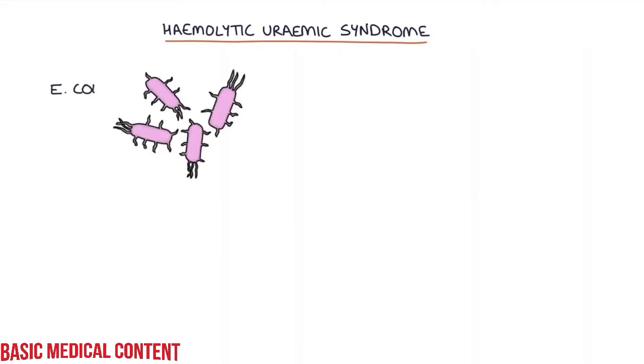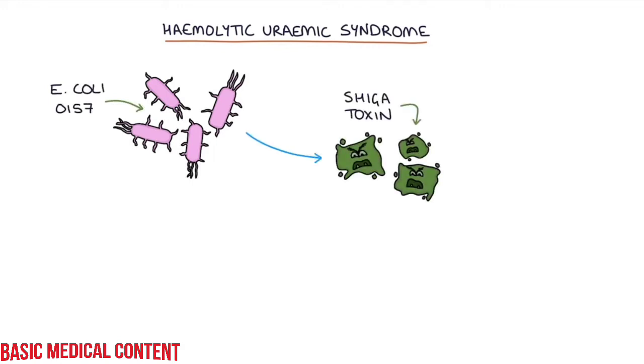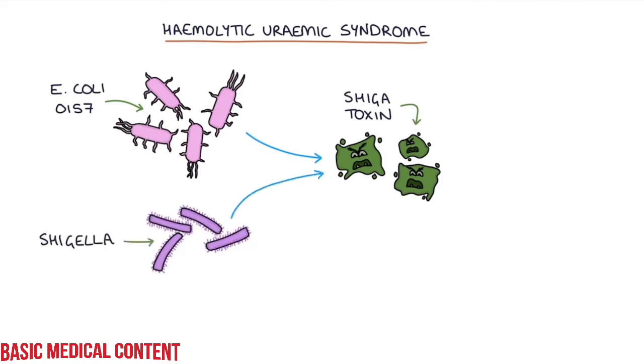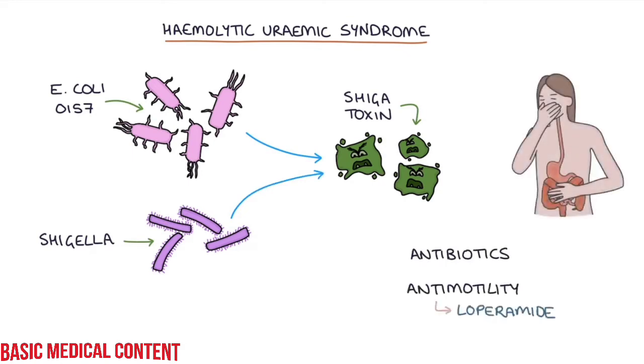The most common cause is a toxin produced by the bacteria E. coli O157, which is called the Shiga toxin. A different bug called Shigella also produces this same toxin, and the use of antibiotics and antimotility medications like loperamide to treat gastroenteritis caused by these particular pathogens increases the risk of developing hemolytic uremic syndrome. So this is the main reason when somebody has gastroenteritis that we wouldn't routinely use antibiotics or loperamide to treat the condition.